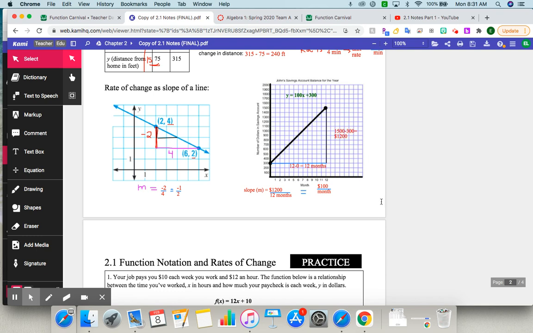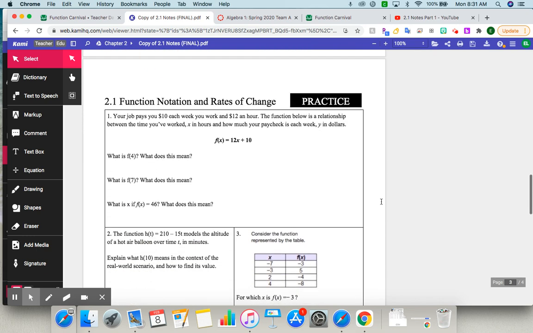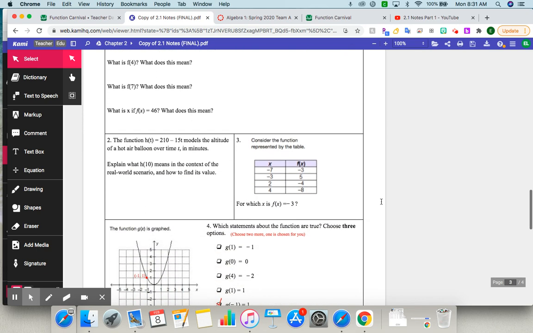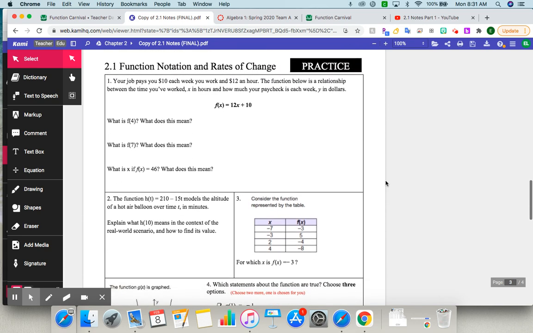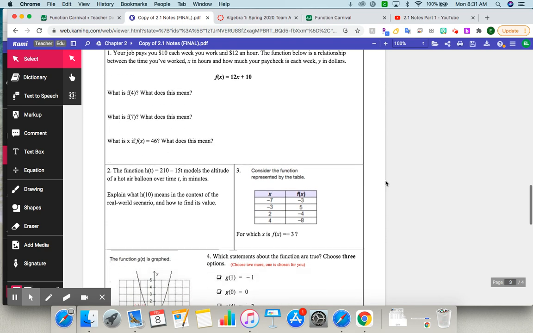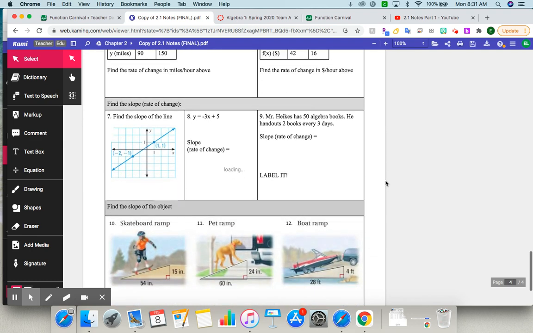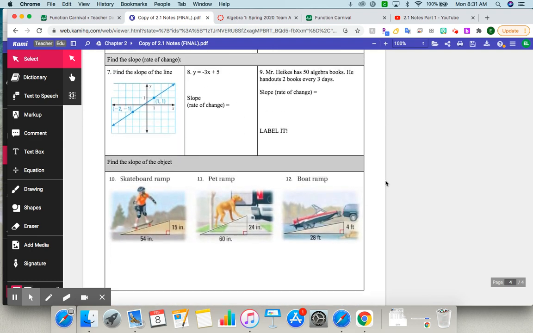So at this point, you are going to go ahead and try the practice questions for yourself. If you need to, make sure you go back and watch any parts of the videos that you need. Notice none of the questions are circled, meaning that you are completing all of them.